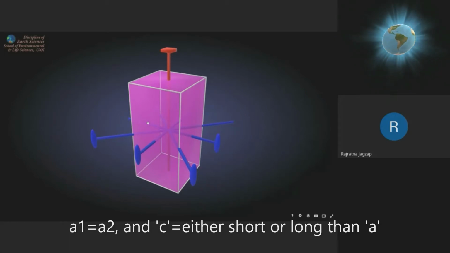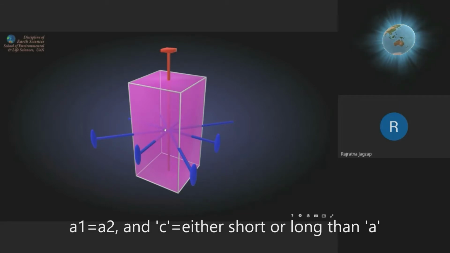A1 and A2 are equal in length, so their names start with A: A1, A2. But the length of this vertical axis has changed now, so we will name it the C axis. So A1, A2 and the C axis.